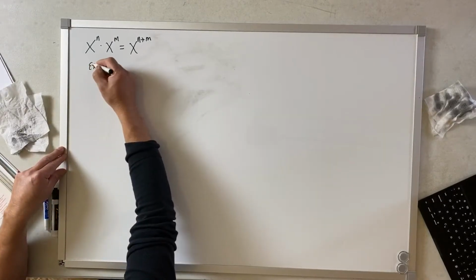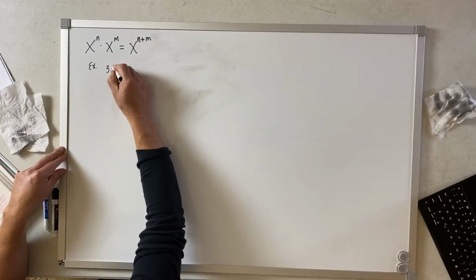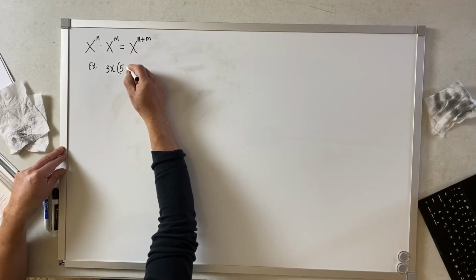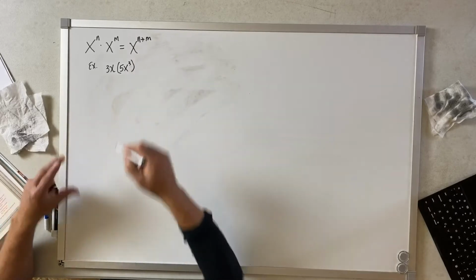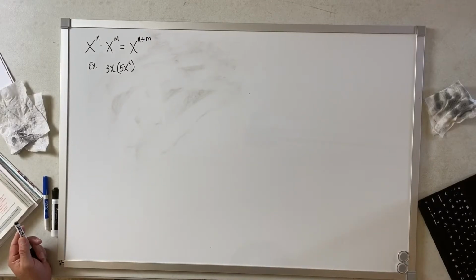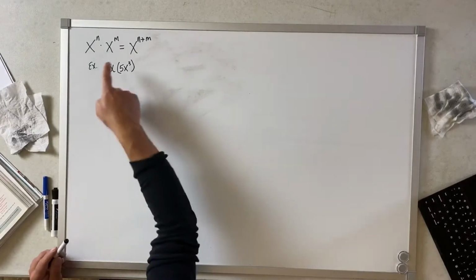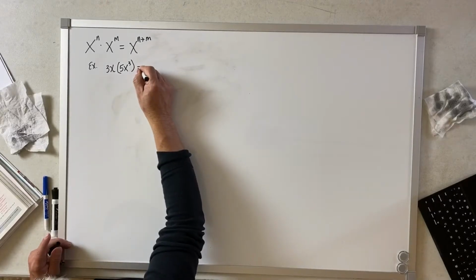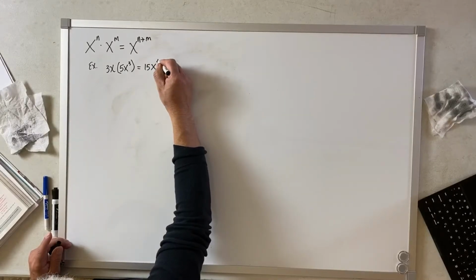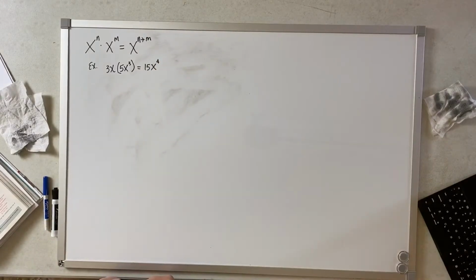Example. Suppose you multiply 3x, which is a monomial, times 5x cubed, which is another monomial. Here we're multiplying a monomial times a monomial. And note, when we multiply a monomial times a monomial, we use the rule. So this becomes 15x to the fourth. That's multiplying a monomial times a monomial.